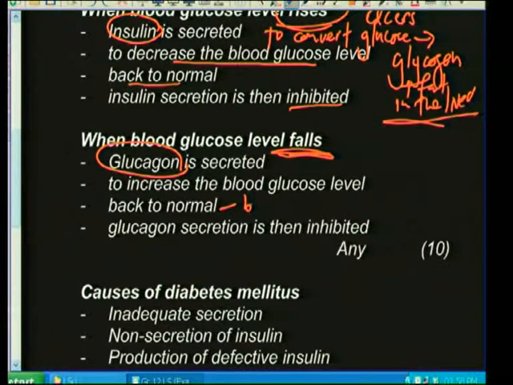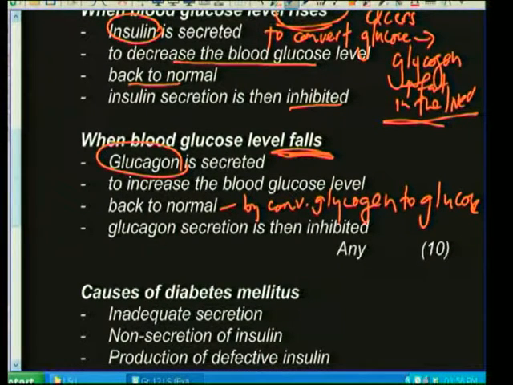How? By converting glycogen. Remember, here we made it into glycogen. Now we're storing it in that form. Glycogen to glucose. So can you see what has happened? We have a stimulus. In the first case, the stimulus was that the level of glucose rises. What was the response? It dropped.